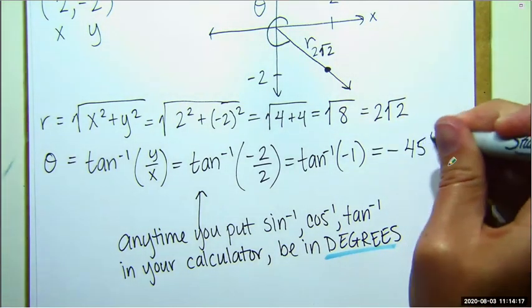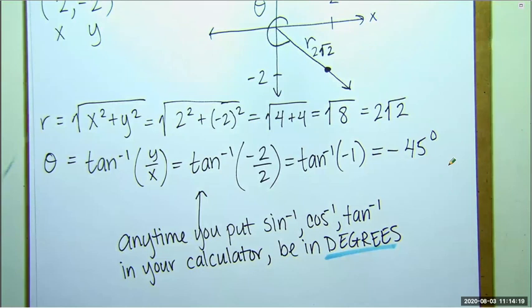In degrees, you should get -45 degrees. If you're in radians, it's going to give you the equivalent of -pi over 4. Remember, pi is 3.14159 something. So if you're accidentally in radians, it's going to give you some crazy long non-terminating decimal that's really, really hard to identify as -pi over 4.